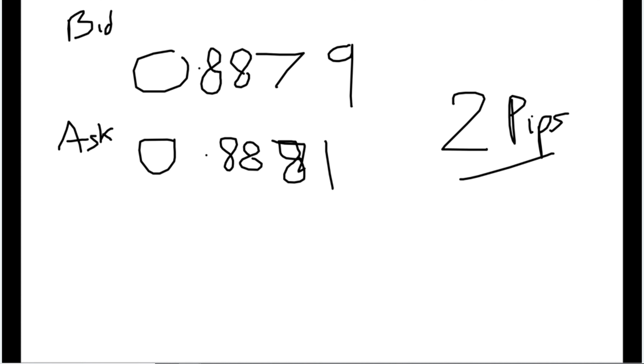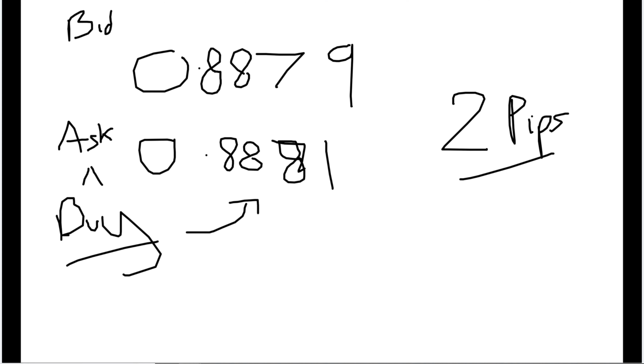Right, the asking price is, just think of it as another word for buy. So when you click buy, the market is going to put you in at this price. Bid is sell. If you click sell and you want to short that pair, it's going to put you in at this price. The difference between the bid and ask equals the spread.